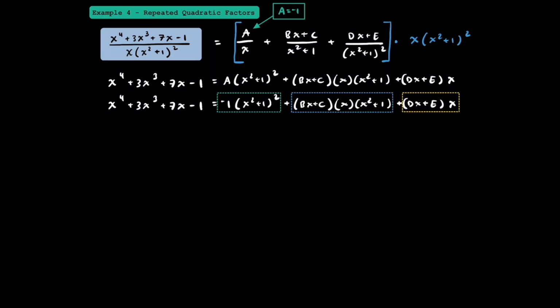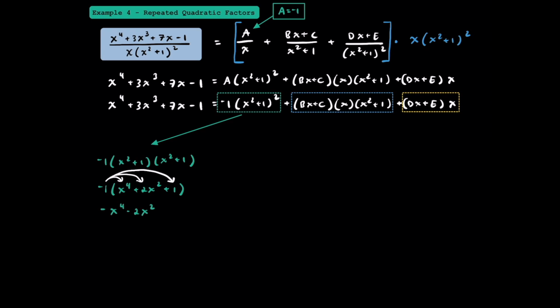Let's now try to simplify these three pieces. Here we have negative 1 times x squared plus 1 times x squared plus 1. Foiling this, we're going to get negative 1 times x to the 4th power plus 2x squared plus 1. And distributing this negative 1, we're going to get negative x to the 4th minus 2x squared minus 1. This is our expanded form here.